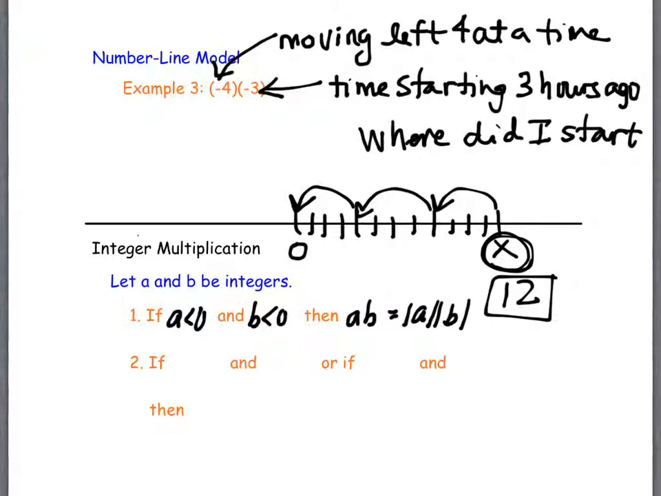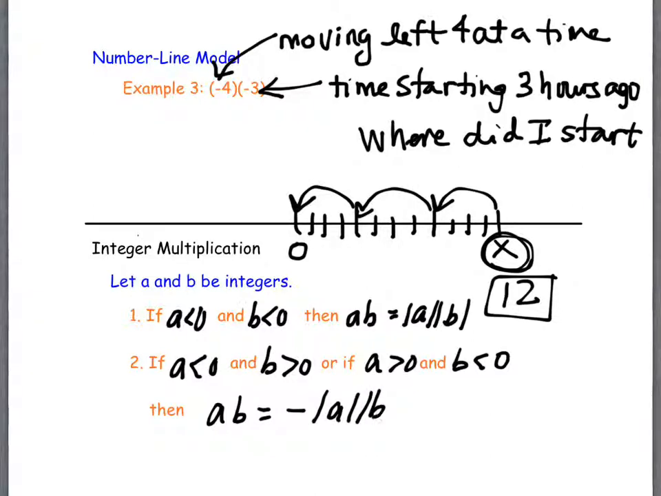However, the other one looks a little bit different. It says if A is less than 0 and B is greater than 0, or if A is greater than 0 and B is less than 0. In other words, if one of them is negative and one of them is positive. It's a fancy way of saying that. One positive, one negative, and you multiply them, you will get a negative number. Kind of feel like I could have written that in words better, don't you? A positive times a positive is a positive, a negative times a negative is a positive, and a positive times a negative is a negative. That's all that's saying. Okay?